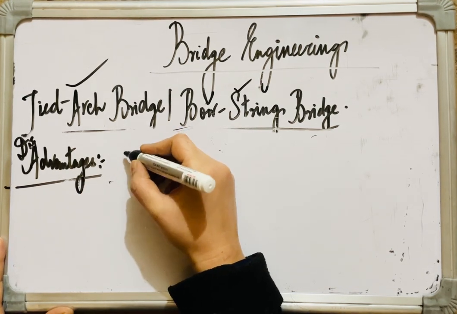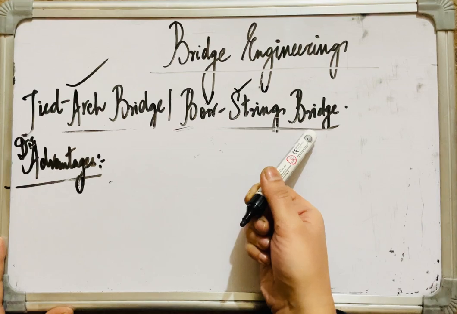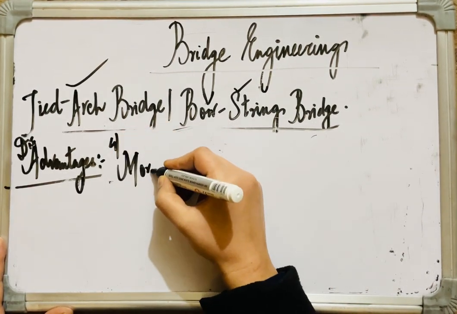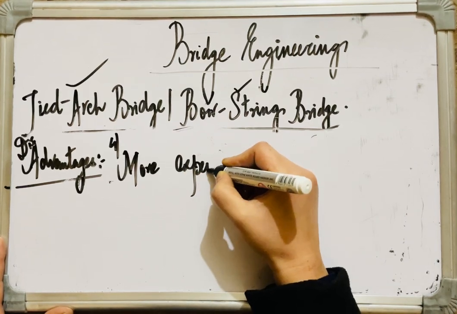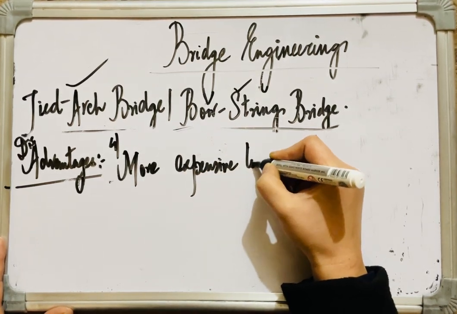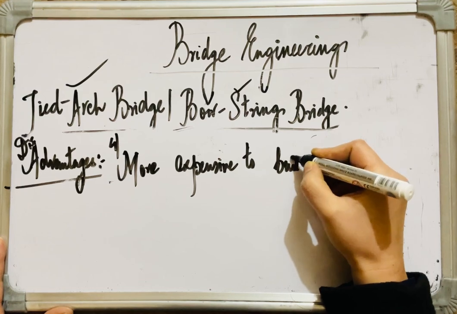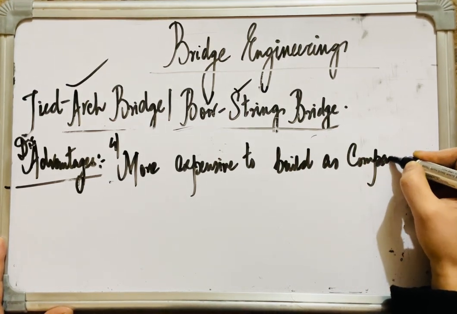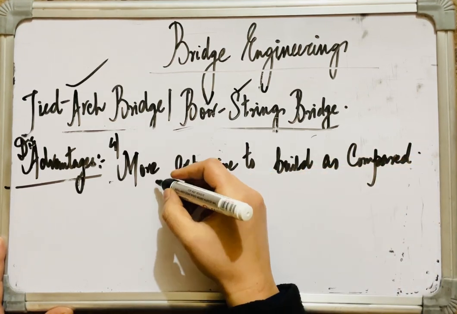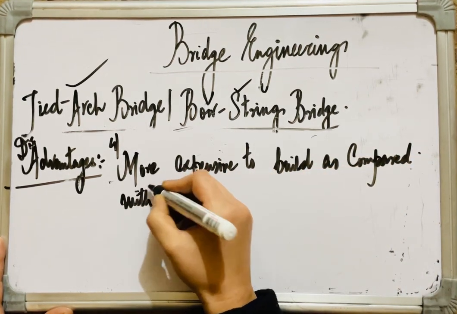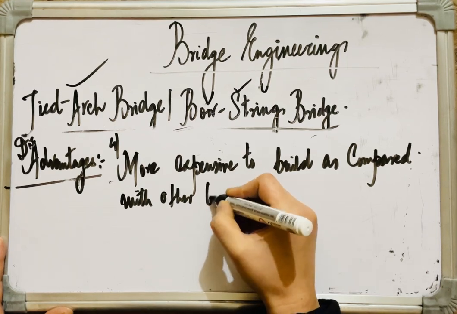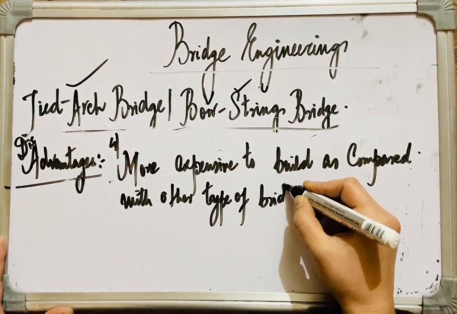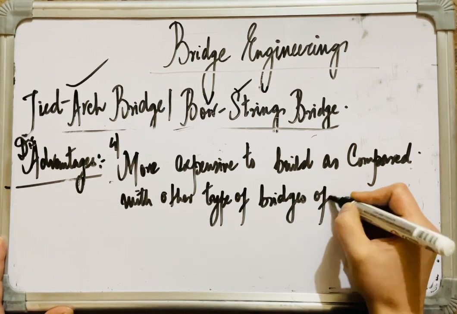This type of bridge, the tied arch bridge or a bowstring girder type bridge, is more expensive to build as compared with other types of bridges of the same length.